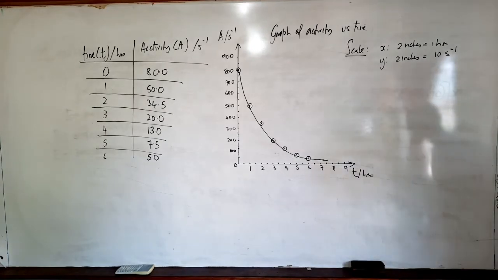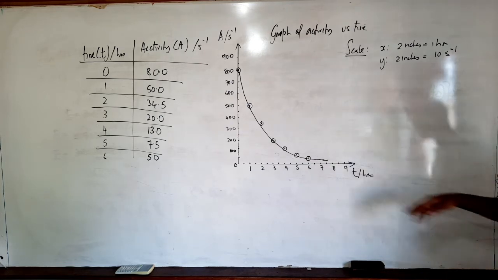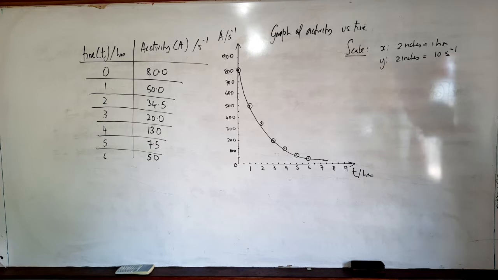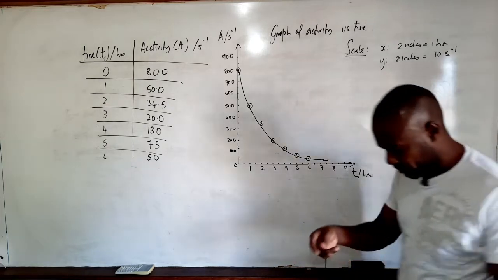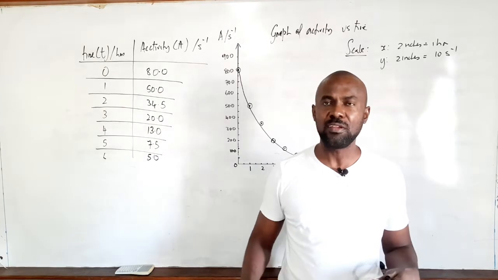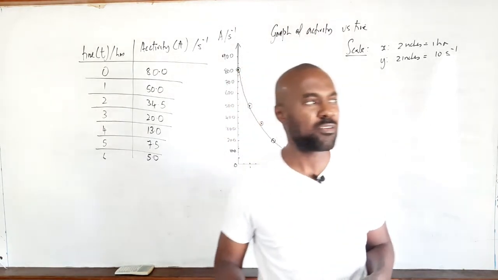Having done that, so 8 marks to plot the graph. Clearly you need to do more than just draw the axes and put the points. So having done that, let's go to part B. Part B says, from your graph, determine the half-life of the sample. In order to determine the half-life of the sample from this graph, you would have needed to know exactly what half-life meant.